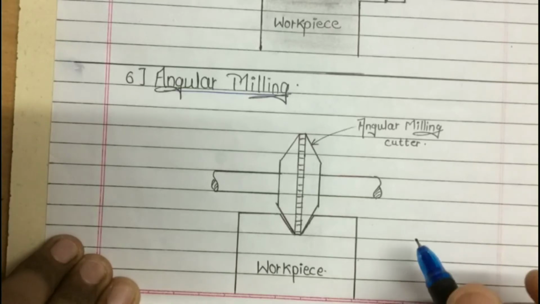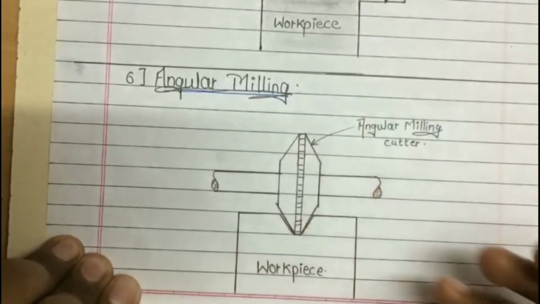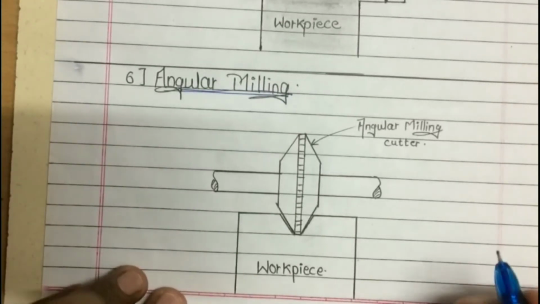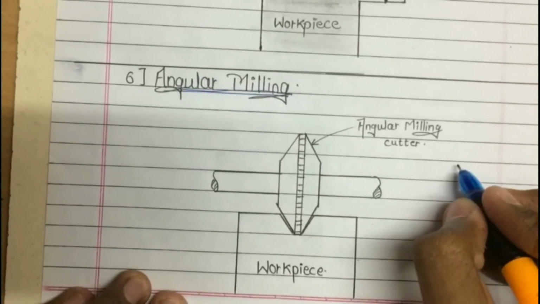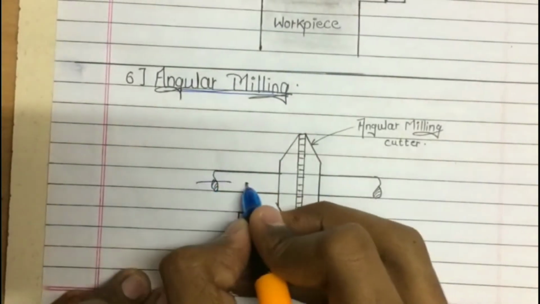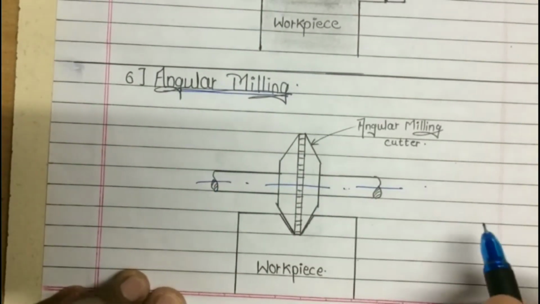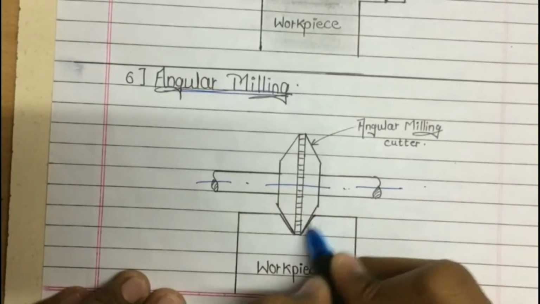Now we will see the sixth operation, which is angular milling operation. In this operation, flat slots are produced which are not parallel or perpendicular to the axis of the cutter, but these slots are inclined to the axis of the cutter.